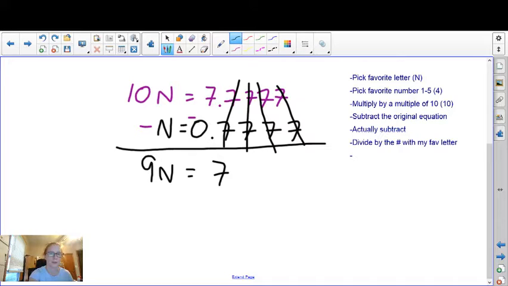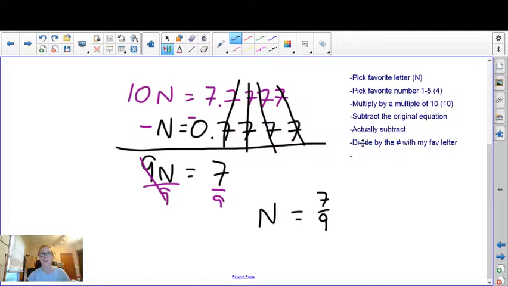So I'm going to show my division. And I'm dividing by the 9, because my favorite letter in this case is my N. And I know 9 divided by 9 will cause that to go to 1. And 1 times something is just itself. So I get the letter N. And then 7 divided by 9 cannot simplify anymore.